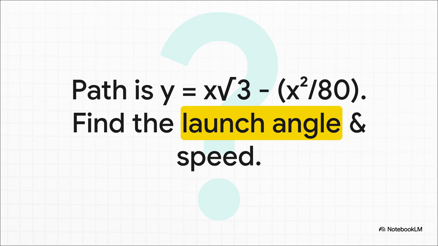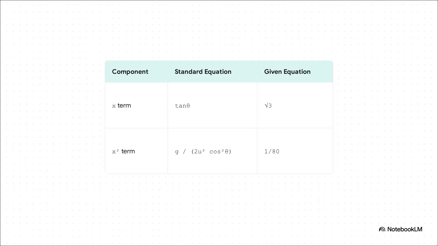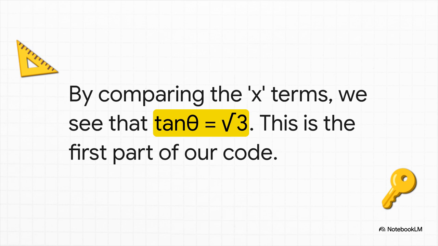Our job is to play detective, work backwards, and figure out the original launch angle and the initial speed. And the method here is actually surprisingly simple. All we do is line up our mystery equation right underneath the standard master equation we just built. And from there, all we have to do is match the parts that correspond to each other. Let's start with the first piece of the puzzle.